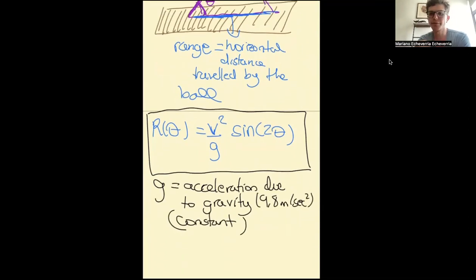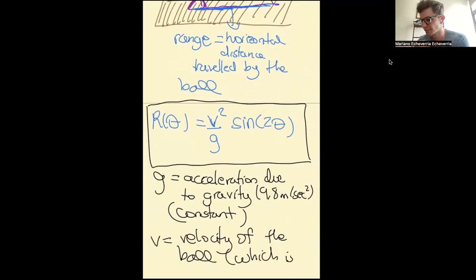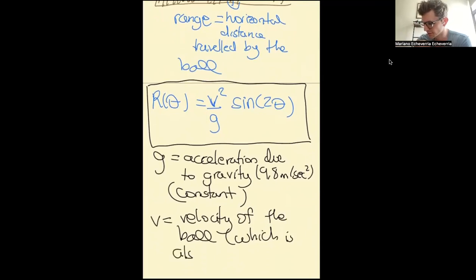And v is kind of similar. V would be the velocity at which you're throwing the ball, which we are assuming is constant for all of these throws. But it's more elegant to leave it in terms of v instead of replacing v with 10 feet per second or something like that, because then you get more nasty numbers. So it's also constant.